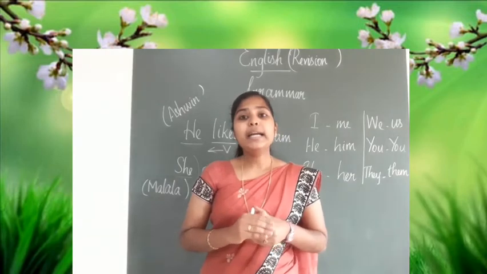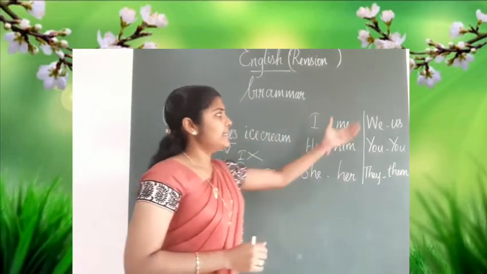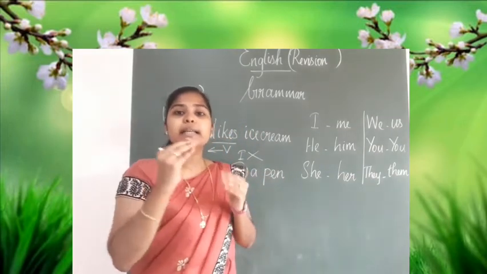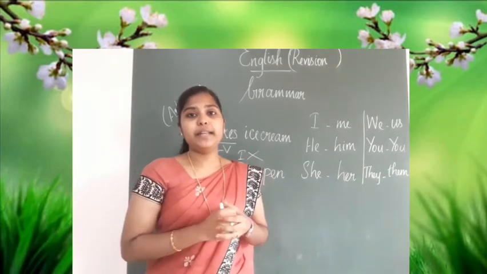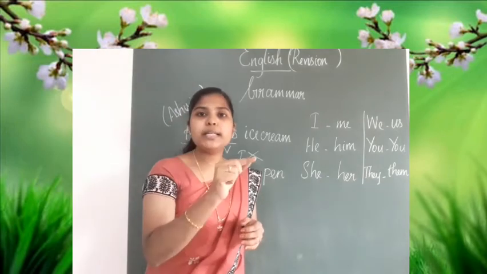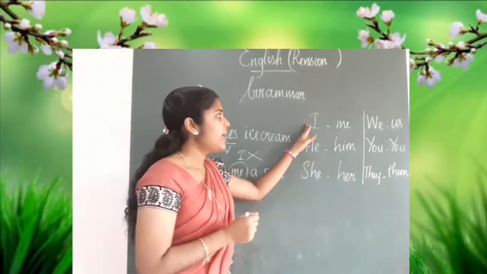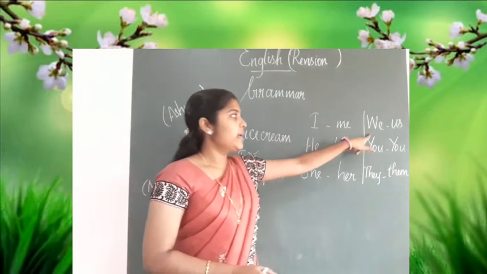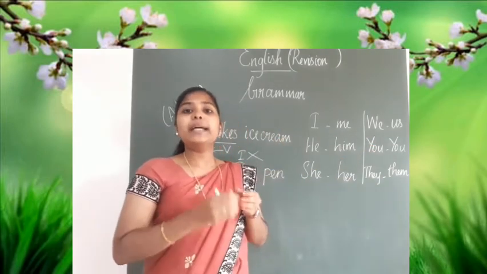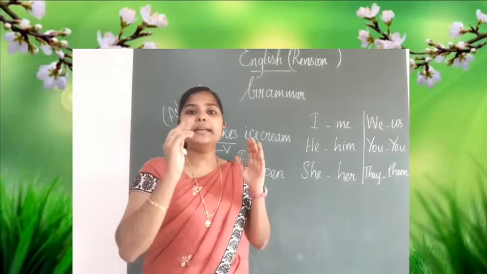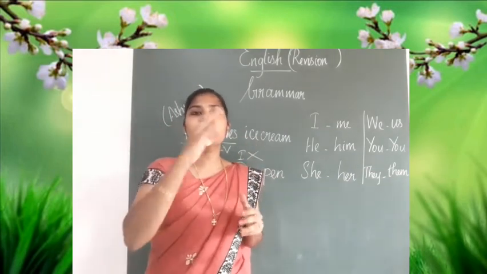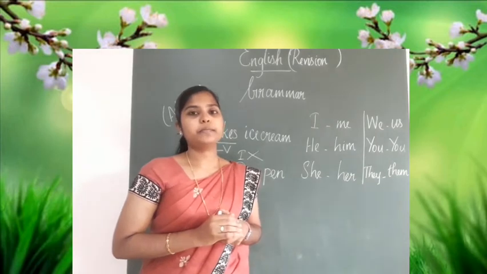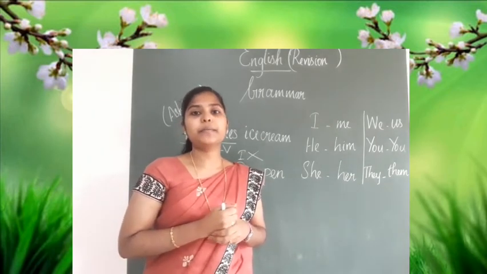The next is indefinite pronoun. These are the definite pronouns, but there are some indefinite pronouns. The name itself indicates that it is indefinite. It is not denoting any particular person. Here, I is indicating a particular person. He is indicating a particular person. We is indicating a group of people. But indefinite pronouns will never denote a particular person or a particular group of persons. That is what is called an indefinite pronoun, like nobody. Is that clear, students?